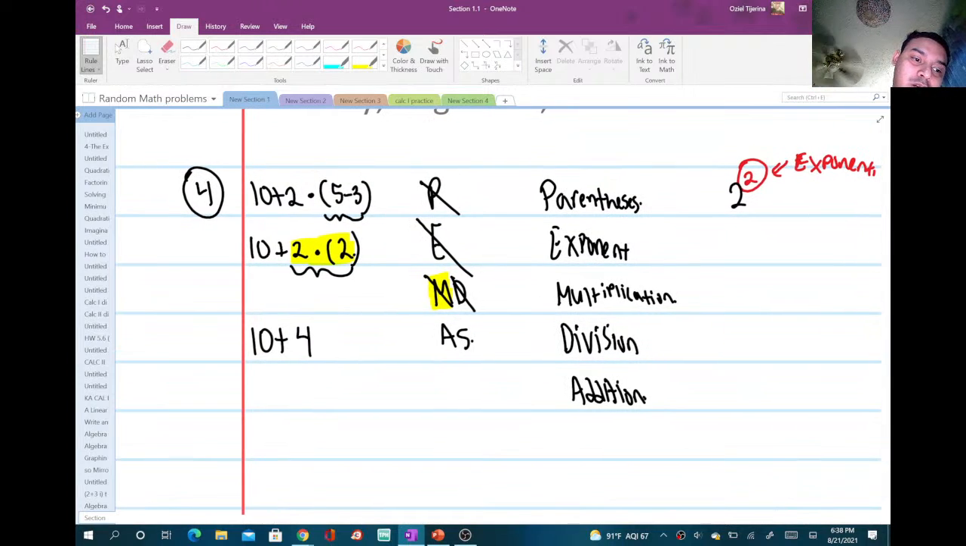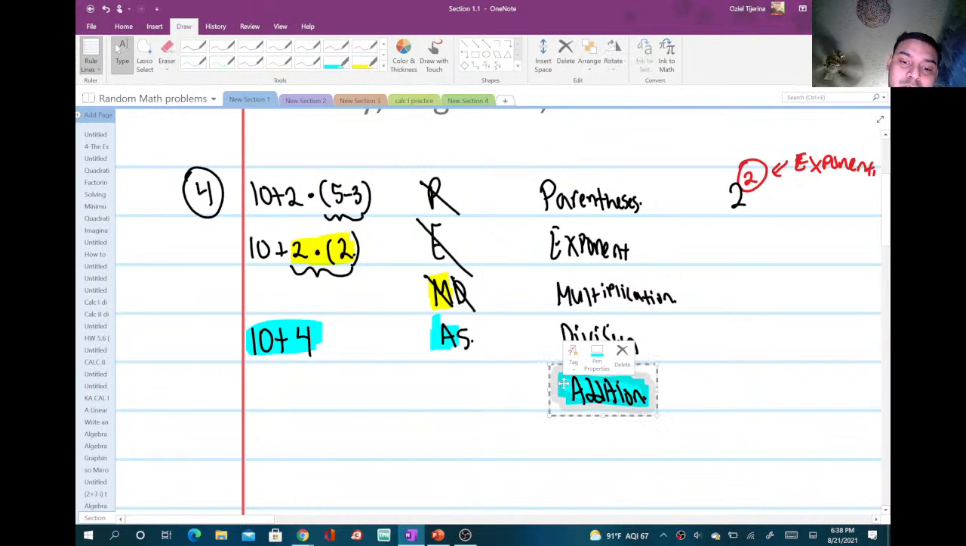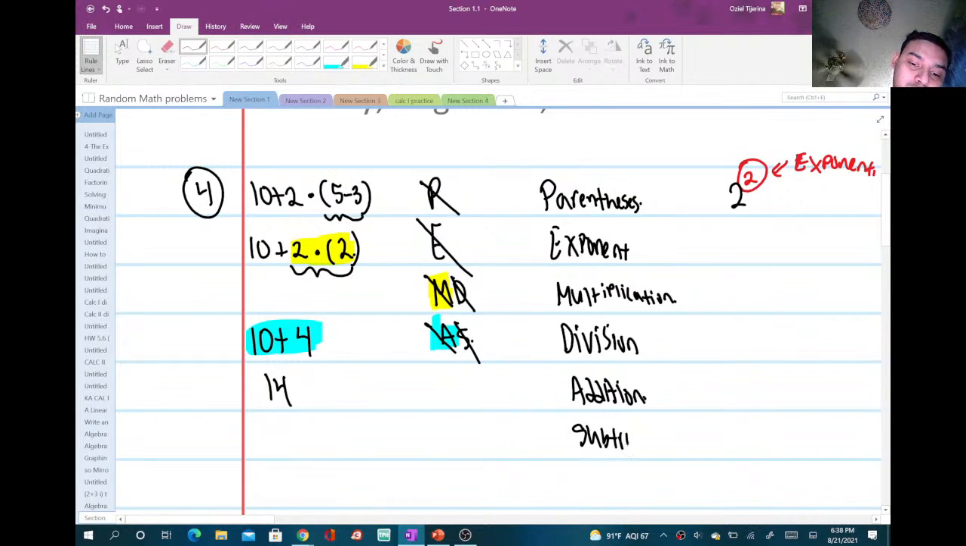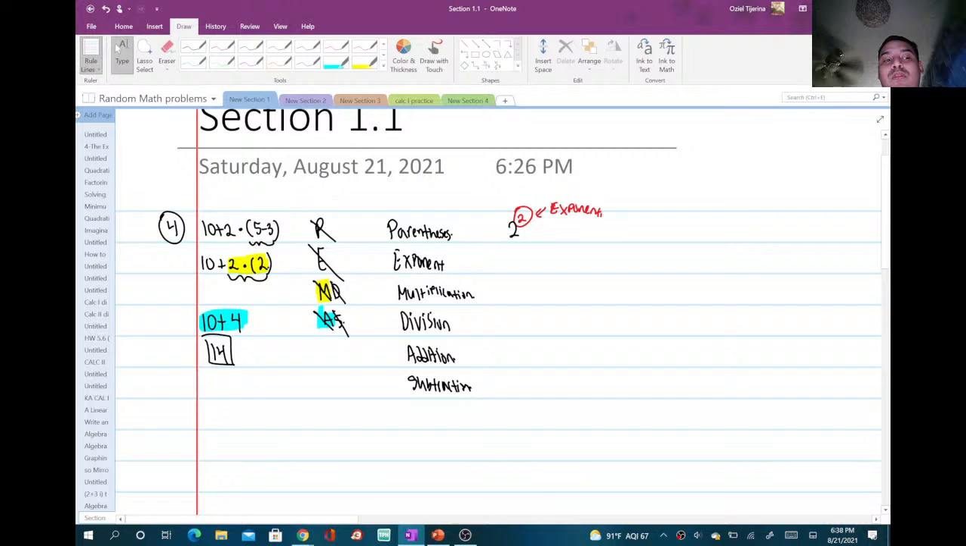Addition is this part here. We're doing 10 plus 4, so that's considered addition. 10 plus 4 is 14, so we're done with that. Subtraction, we're not subtracting anything here, so we can cross that out. So our answer for this one should be 14. Now I know that took a little bit long, but you have to follow this order. Always follow this order, okay?